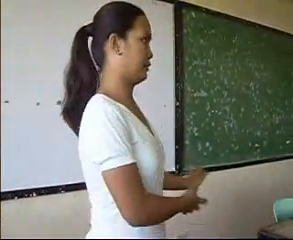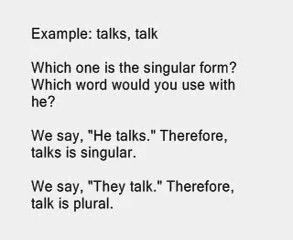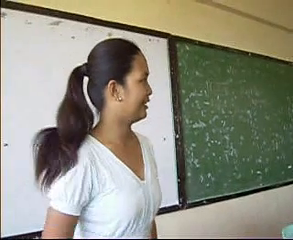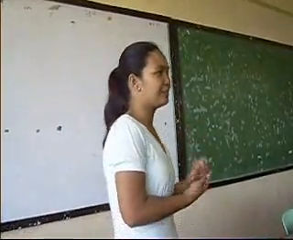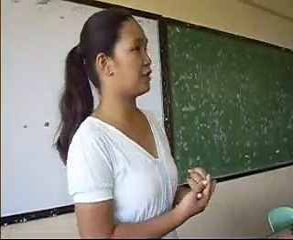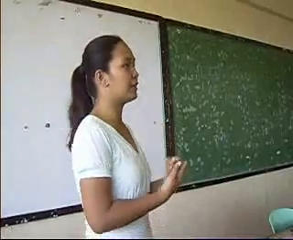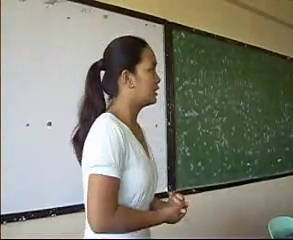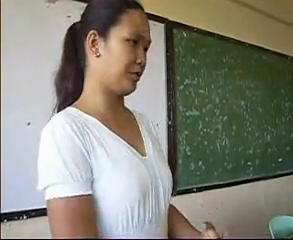Here are my examples. For example, in talks and talk, which one is the singular form? Which word would you use with he? We say he talks, therefore talks is singular. We say they talk, therefore talk is plural. Now we already have the background about rule number 1 in subject-verb agreement, and we have given some examples. Now let's move to the next rule.